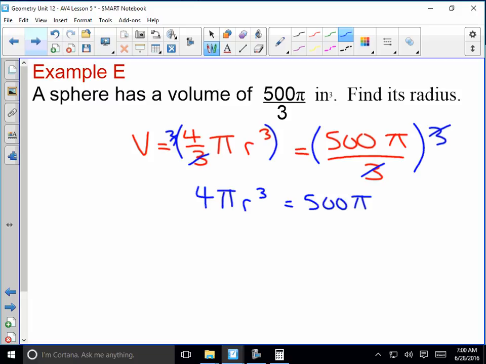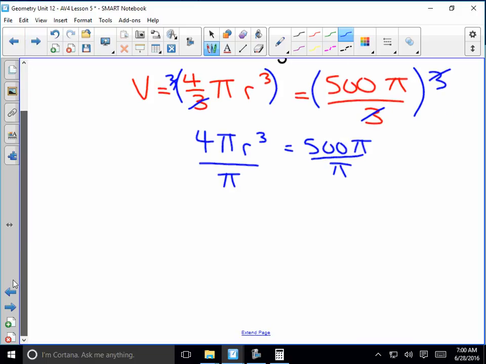Now my next step is I notice that both of these values have a pi as a part of them, so I'm going to divide out the pi from both sides. What I'm doing is just clearing off values to make this its simplest form possible. So now I have 4r cubed equals 500. When we solve, we have to get rid of the 4 first before we can get rid of the 500. So I'm going to divide both sides by 4, and I now have r cubed equals 500 divided by 4, or 125.